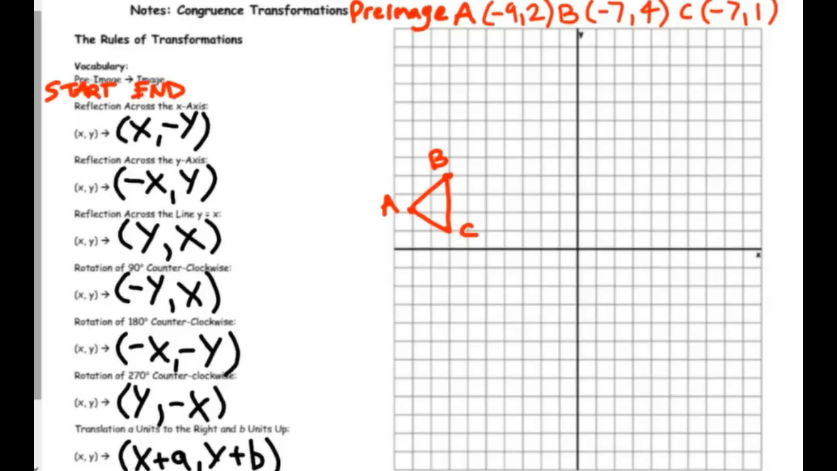It says (x, negative y). Notice, the only thing that changes is the y has a negative sign, which means the sign is going to change. Whatever it is, it changes. Look at my first letter A. I had (negative 9, positive 2). Instead, it's going to be (negative 9, negative 2). So write small. I'm going to write this off to the side. That's my first point of my reflection. Now my B is (negative 7, positive 4). That positive 4 becomes negative 4. So (negative 7, negative 4).